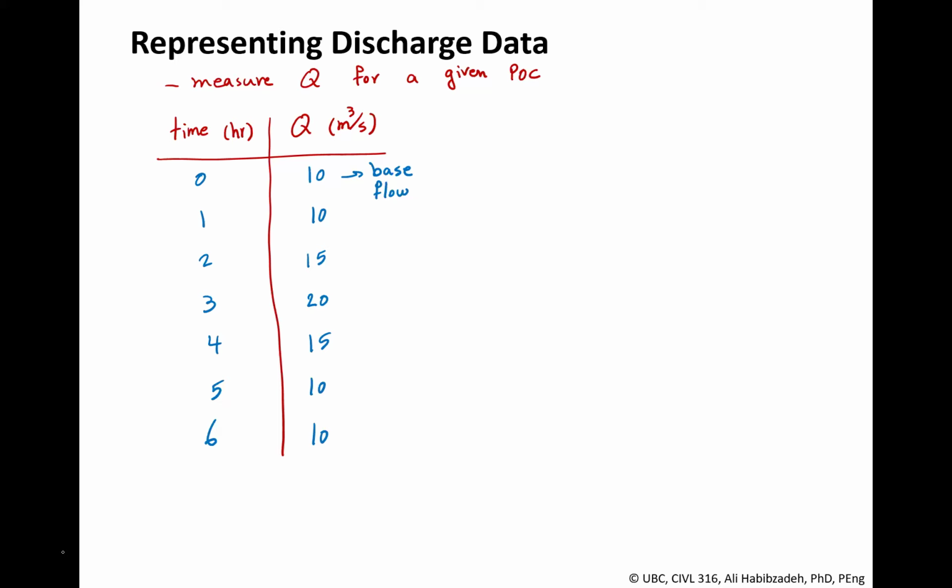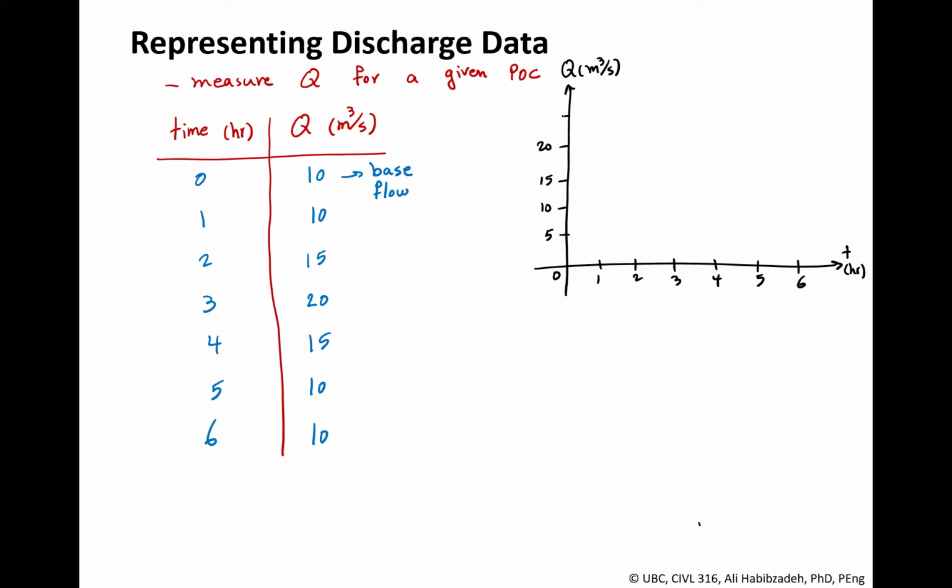So the same thing, if we take this and plot it, time in hours and discharge in cubic meters a second, let's say we have 0, and then 1, 2, 3, 4, 5, and 6, and this axis goes 5, 10, 15, 20, 25. So what do we have? At time 0, we had 10.